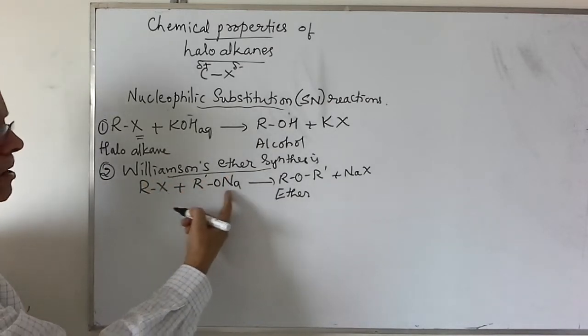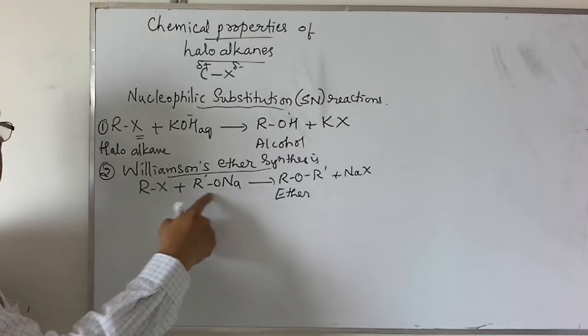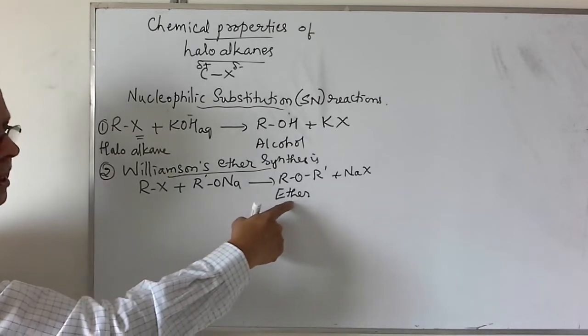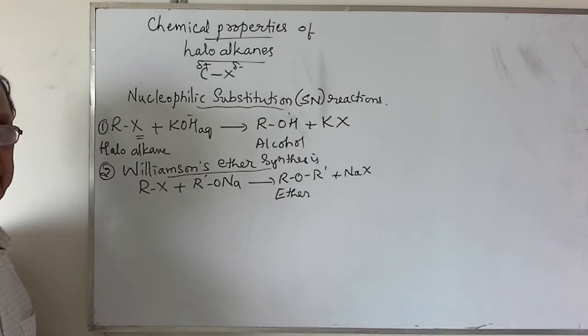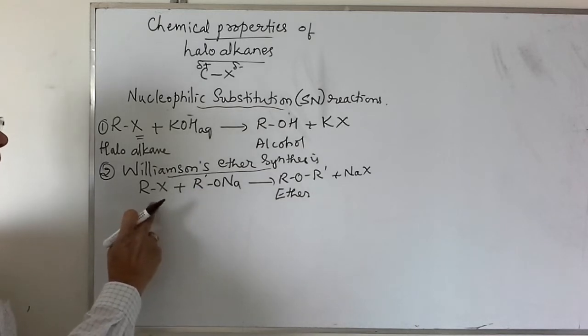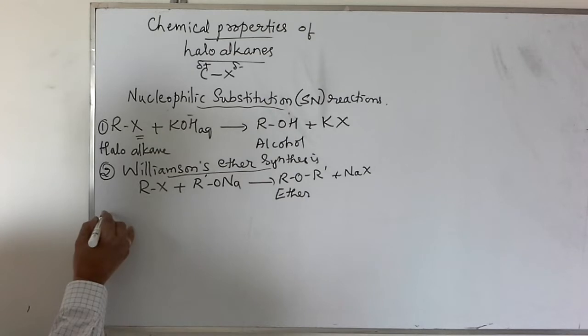Suppose this alkoxide carries a tertiary alkyl group. This becomes a stronger base. In that case, instead of producing the ether, there will be an alternative product. That is, an alkene is produced due to the elimination reaction. But under simple Williamson's reaction, an alkyl halide reacts with a sodium alkoxide to give rise to an ether.